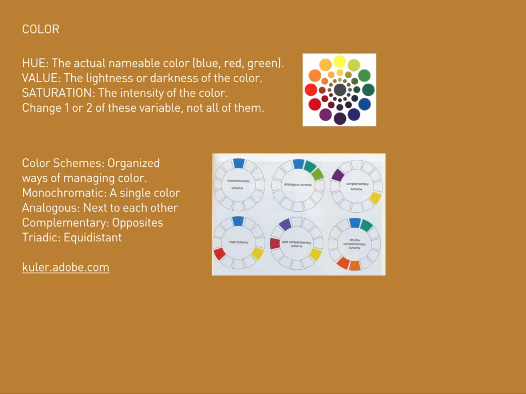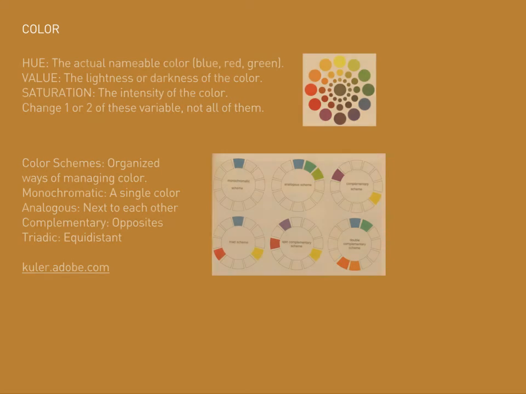You'll also want to develop a color scheme. Color schemes are just organized ways of managing color. Monochromatic color schemes are a single color. Analogous are colors next to each other on the color wheel. Complementary are opposites, and triadic are equidistant from each other on the color wheel. Kuler.adobe.com has got a great website for you to play around with different color schemes for your site.